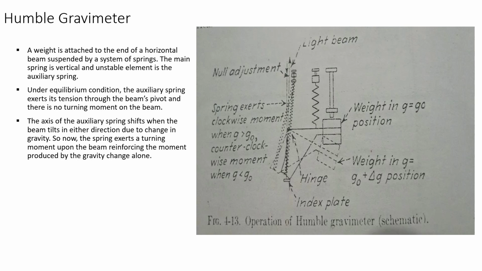So in the equilibrium condition, it is the unstable element which exerts its tension through the pivot and so balances the weight or supports the weight in the first equilibrium condition. When the equilibrium changes or the weight changes its position clockwise or anti-clockwise, the unstable element, the auxiliary spring, shifts its axis, and so when it shifts its axis, the tension now can exert a torque or the turning movement on the beam, and thus it reinforces the changes which have been produced by the small changes in the value of gravity.